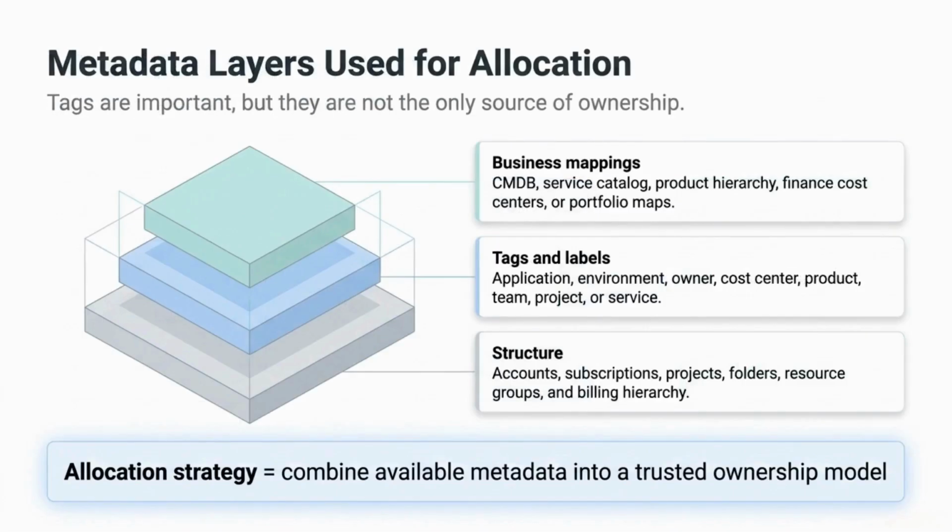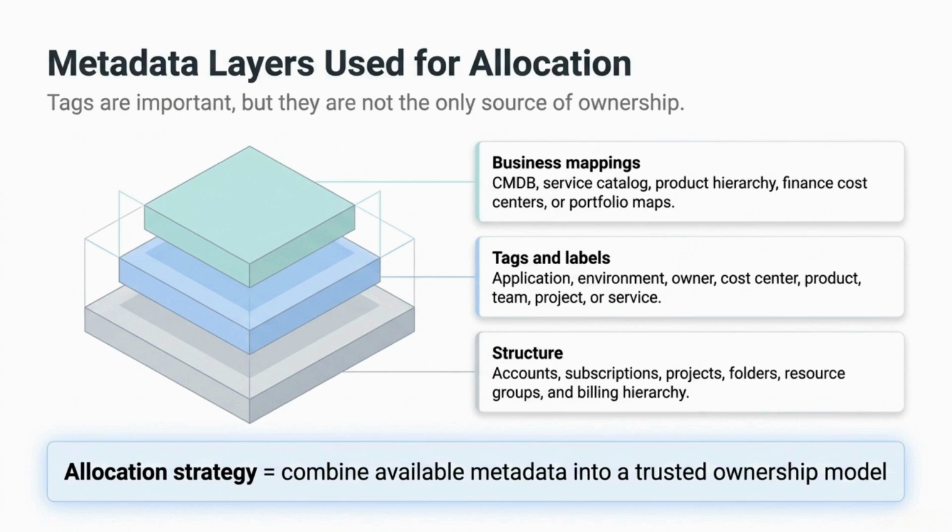A common mistake is thinking allocation is the same thing as tagging. Tags are important, but allocation often uses several layers of metadata. The first layer is structure. Cloud accounts, subscriptions, projects, folders, resource groups, and billing hierarchy can already tell you something about ownership. For example, an account may belong to one product or environment.